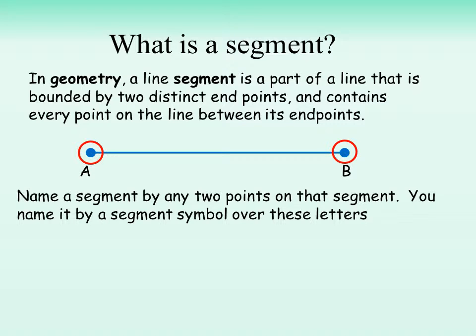You name a segment by any 2 points on that segment, and you name it by a segment symbol over these letters. So it would look like this, segment AB. So you just put a segment over the letters AB. Notice that there's no little dots on the end of the segment symbol. You can just put this little segment on top. You could also call it BA because you just have to name it by any 2 of the points.